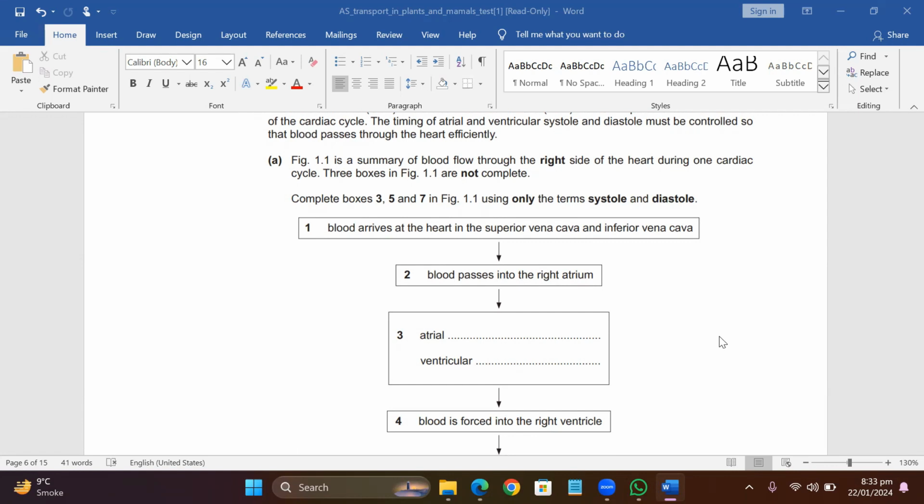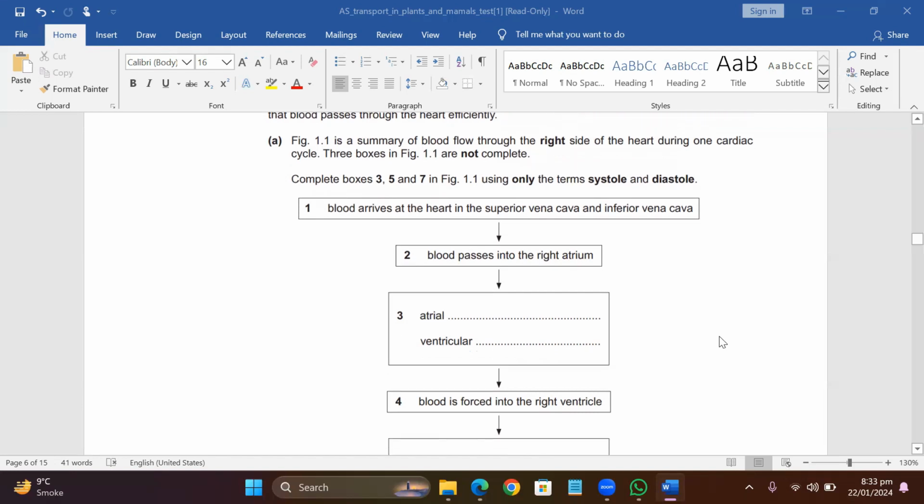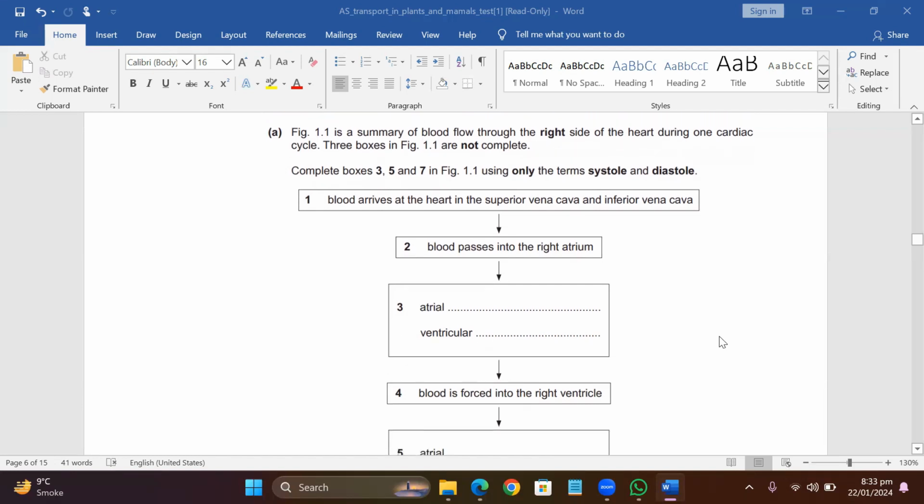Through the right side of the heart during one cardiac cycle, 3 boxes are given in the figure. They are not complete. You are supposed to complete boxes 3, 5, and 7 in figure 1.1 by using only the terms systole and diastole. Okay, by using only the terms systole and diastole. You have to use these; do not use the words contraction and relaxation. Okay, if you write those, it will be considered wrong.